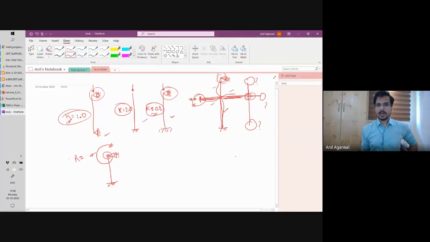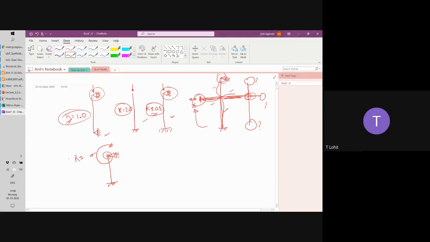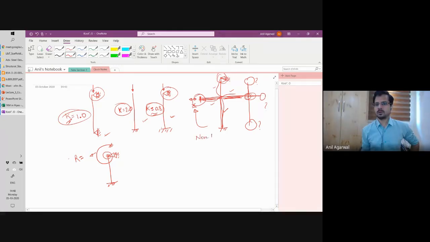Okay, and that is for the case when the lateral movement is restrained. What case is that? What kind of frame is it? If the lateral movement of a story is restrained, non-sway frames. Non-sway or braced frame? Braced frame or non-sway? Yeah, the Indian code calls it non-sway frame.